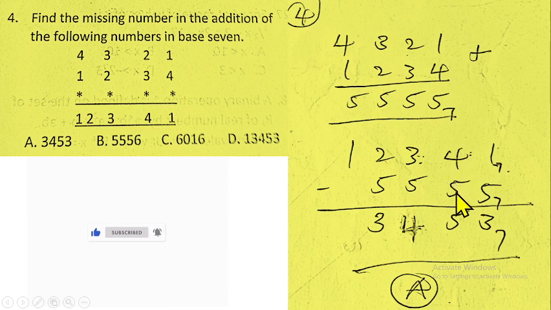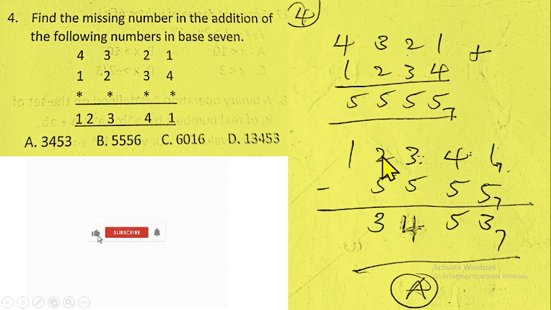Here we are left with 3. 3 minus 5 is not possible as well, so you borrow from here as well to this place. What you borrow here is 7. So 7 plus 3 gives us 10. 10 minus 5 gives us 5. Here we are left with 2. 2 minus 5 is not possible as well. You borrow from here as well to here. That gives us 7 plus 2, which is 9. 9 minus 5 gives us 4.